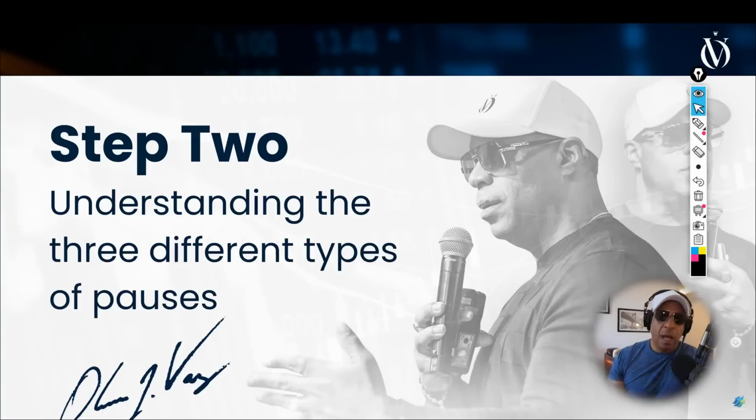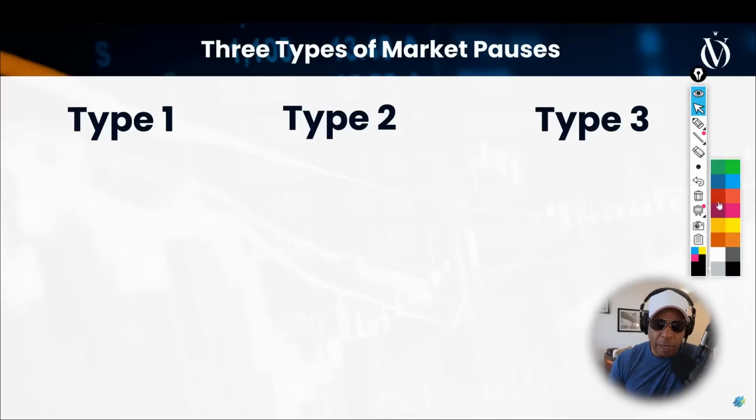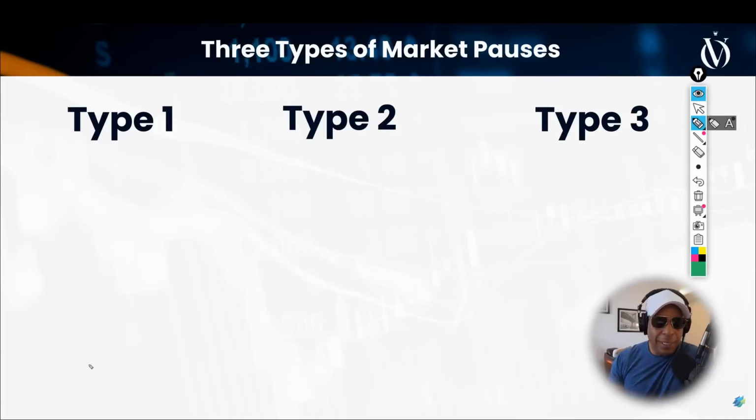Step 2, understanding the 3 different types of pauses. Just like there are 3 moves, there are 3 types of pauses. And here's how they work. So pauses to the upside, the first type of pause is usually what I call a pullback pause.